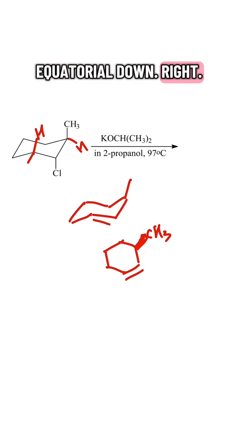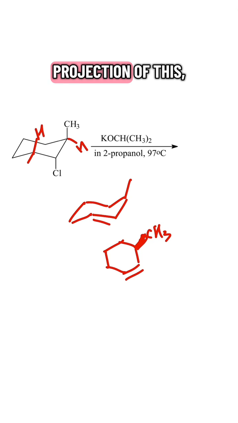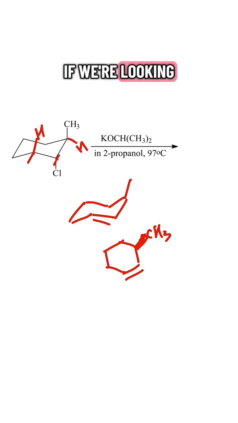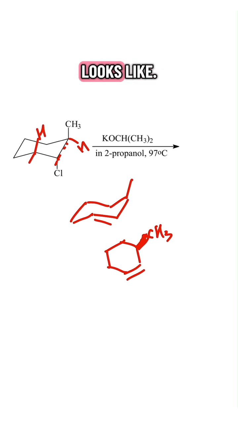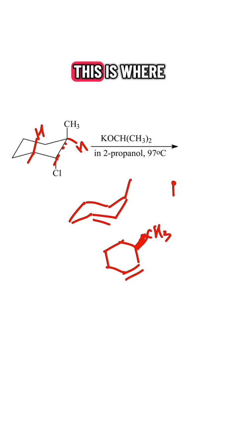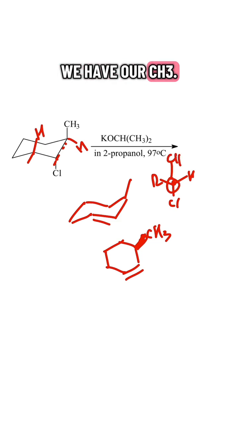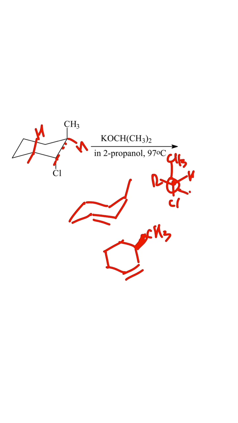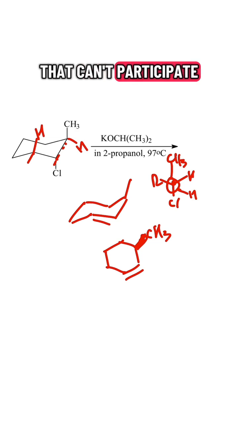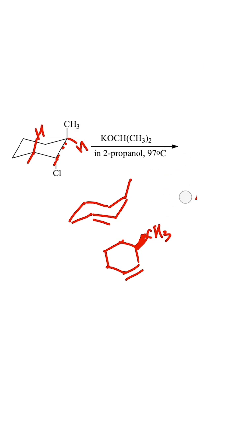So if we draw the Newman projection of this, if we're looking down this way, the Newman projection looks like this, where we have our chlorine down, goes to our ring, and behind it, we have our CH3. I have the proton out here. These are anti, that can't participate in our E2 reaction.